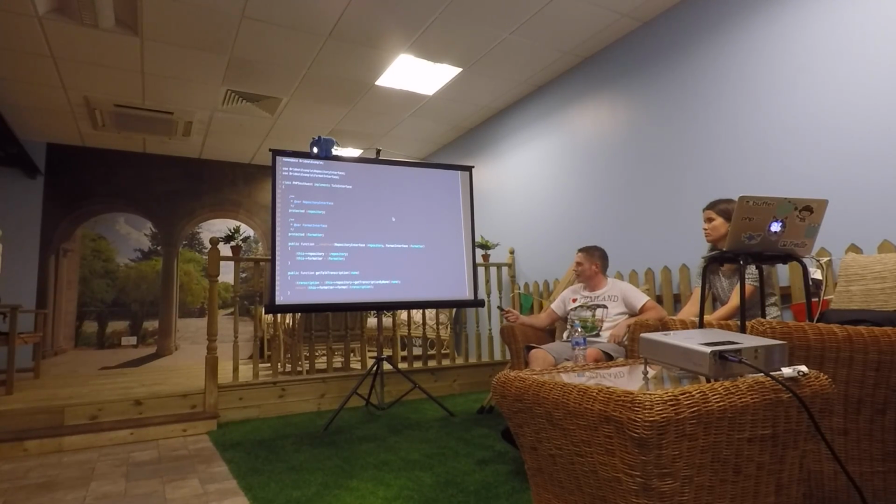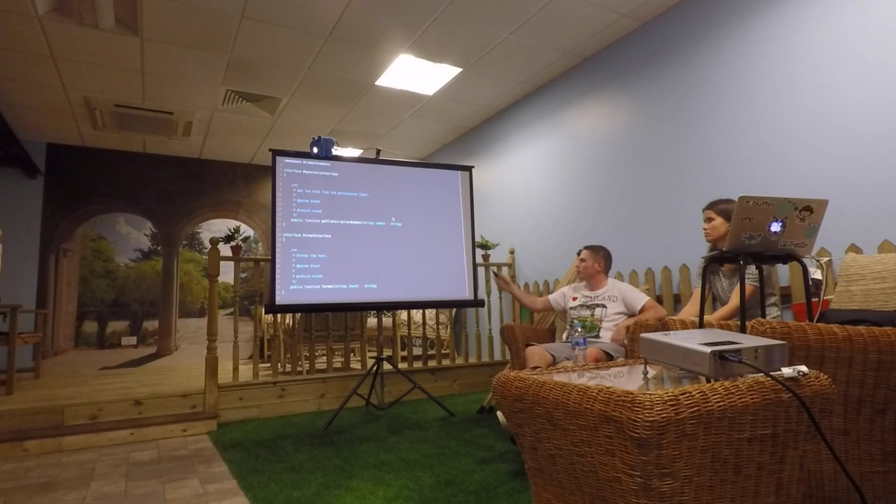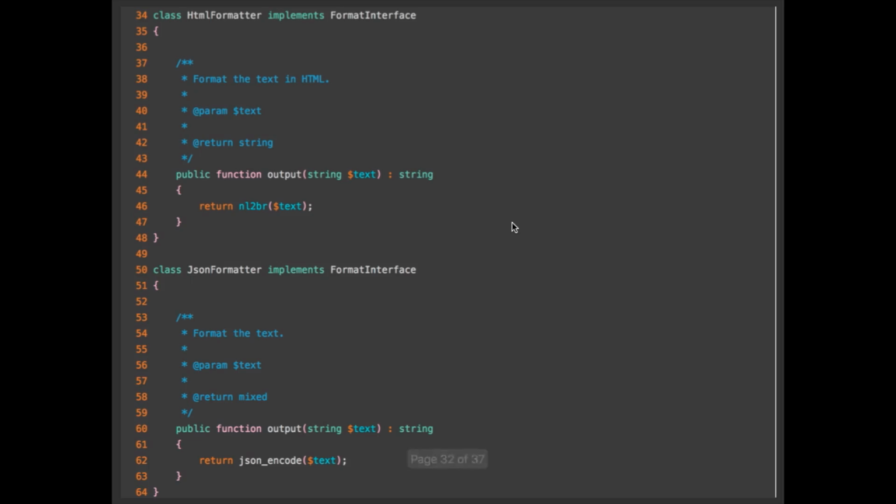So to help us adhere to Liskov substitution, we can add scalar hints, type hints, return types in our interfaces. We promise that any parameter passed to get transcription by name will be a string, and then the return type will be a string. I'm assuming everyone's familiar with PHP 7. And then the same with the format interface. This forces our implementation to use these, adhere to this contract.